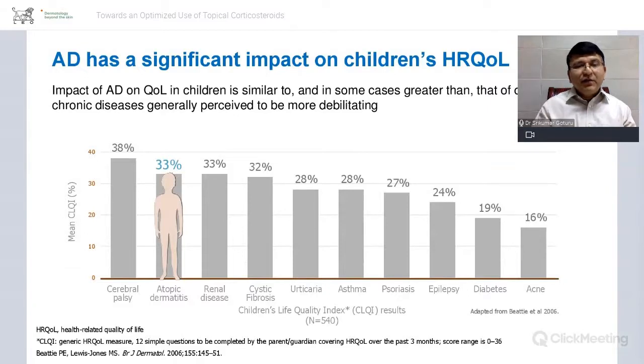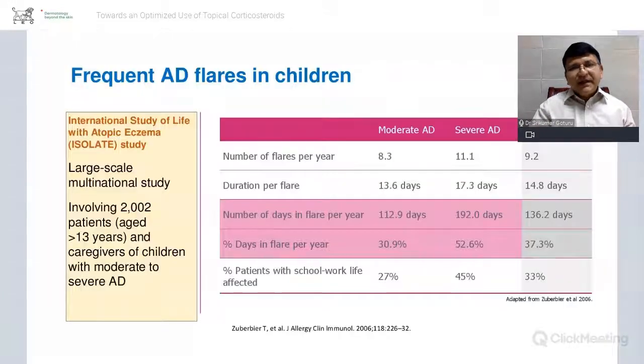dermatitis. And if you now look at this figure, and if you look at the quality of life in children, it is worse than renal disease, cystic fibrosis, urticaria, asthma, psoriasis, epilepsy, diabetes, acne. It almost approaches that of cerebral palsy. So it's obvious that we are dealing with a really terrible issue in childhood.